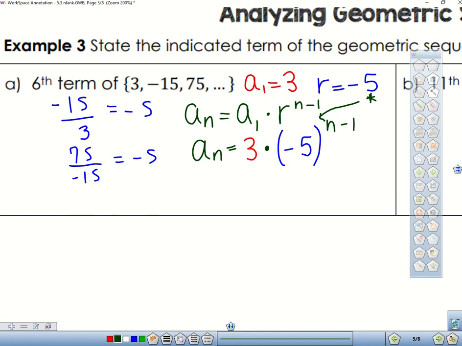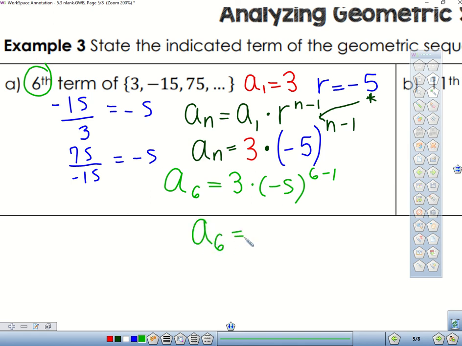So now that we have the general formula for the explicit formula, what are we going to be plugging in for n here? 6, because we're looking for the sixth term. So I'm going to be plugging in 6 for n. So it's going to be a sub 6 is equal to 3 times negative 5 to the 6 minus 1, which means, for these geometric problems, these numbers are going to get big really fast, so you're probably going to have to use a calculator here.